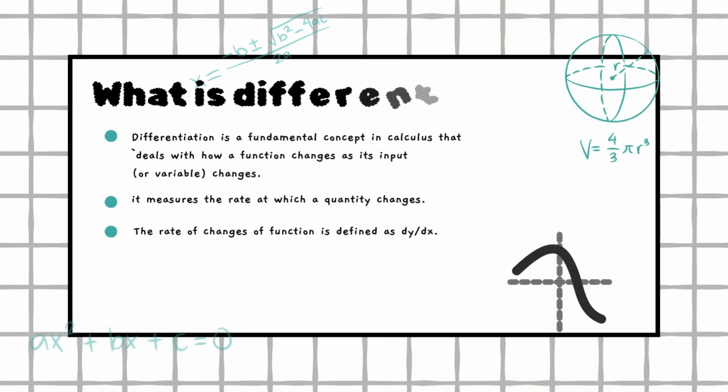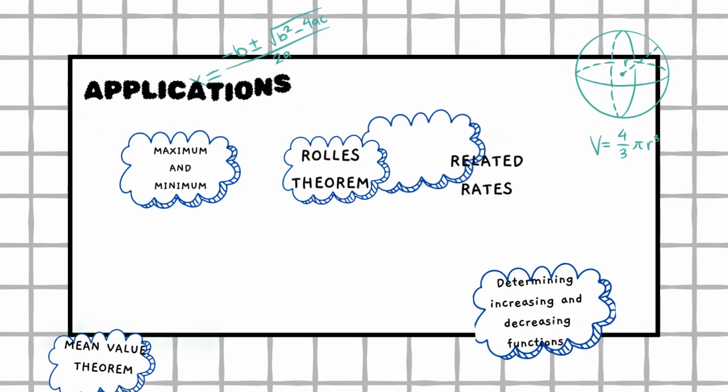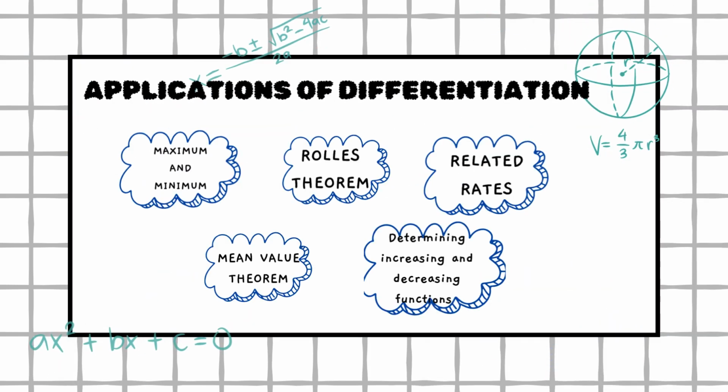First of all, you guys must know what is differentiation. Differentiation is a fundamental concept in calculus that deals with how a function changes as its input or variable changes. It measures the rate at which a quantity changes. The rate of change of a function is defined as dy over dx.